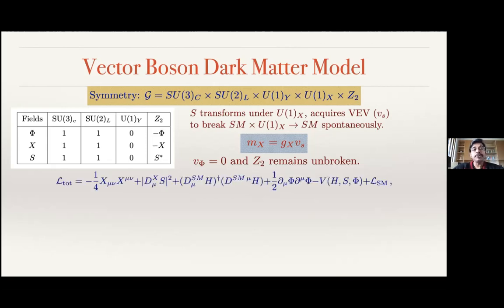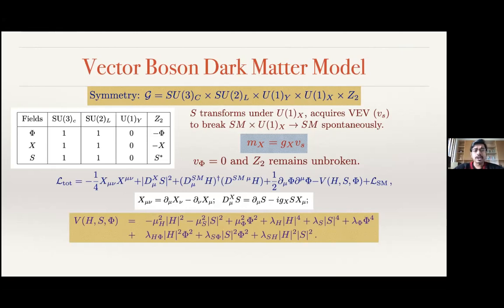So with this input, you can write the Lagrangian, and there is nothing much in it, where we only note that D mu S is del mu S minus i Gx X mu S, because S only transforms under this U1X. It doesn't have any standard model charges. And the most general scalar potential that you can write involves the scalars that we have introduced, S, phi and the capital H. Capital H is the standard model Higgs doublet. It has all possible Higgs portal interactions, excepting for the quartic terms. And we adjust mu H squared, mu S squared, and mu phi squared in such a way that both S and H acquire a vacuum expectation value, but phi doesn't.